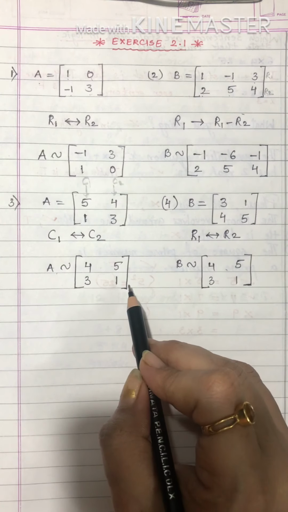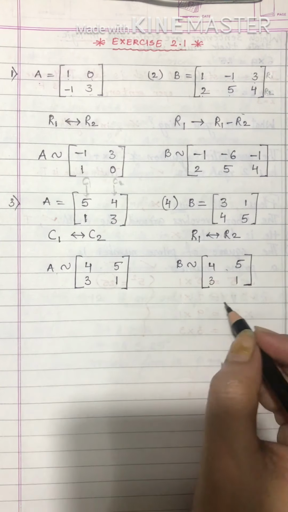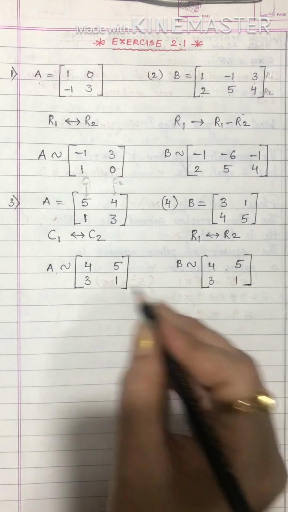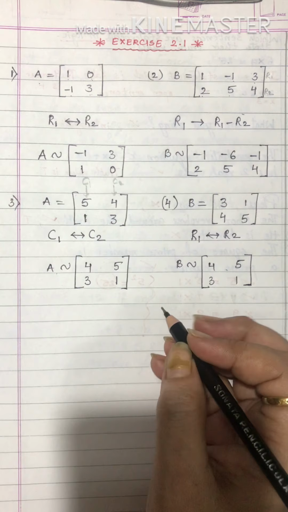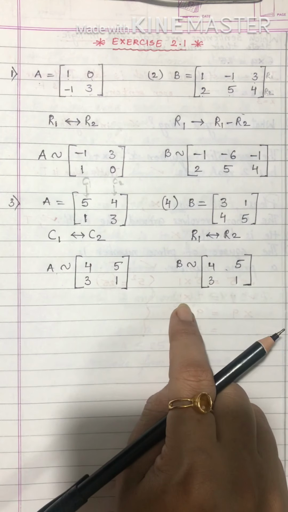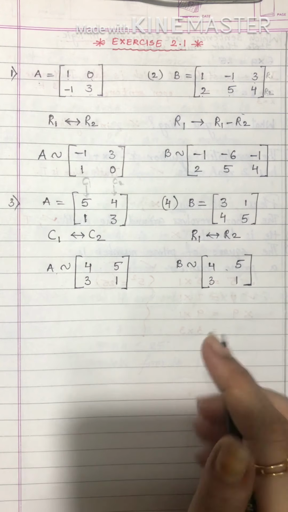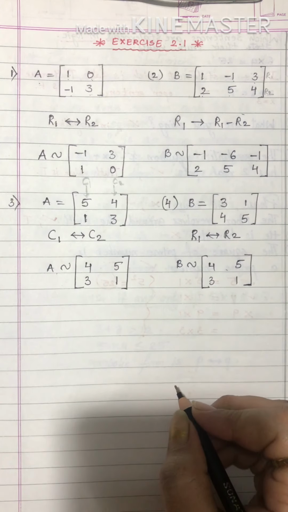Check the elements, they are same. So what we need to write: the two new matrices are equal to each other. The question is asking what do you observe, so we will write the two matrices are equal to each other. Let's move on to the next question.